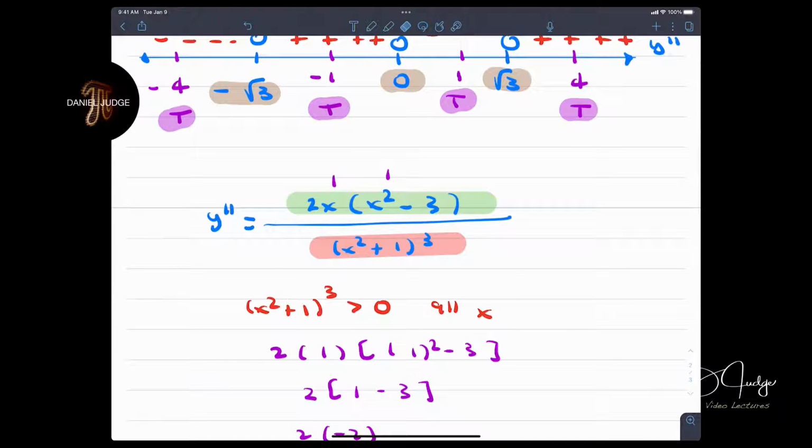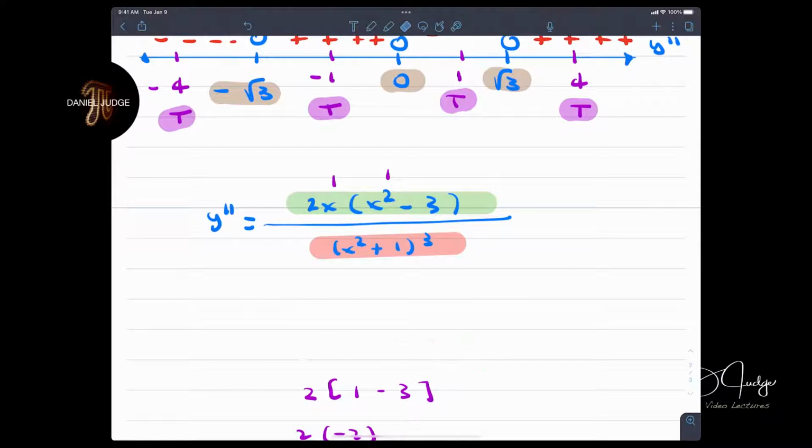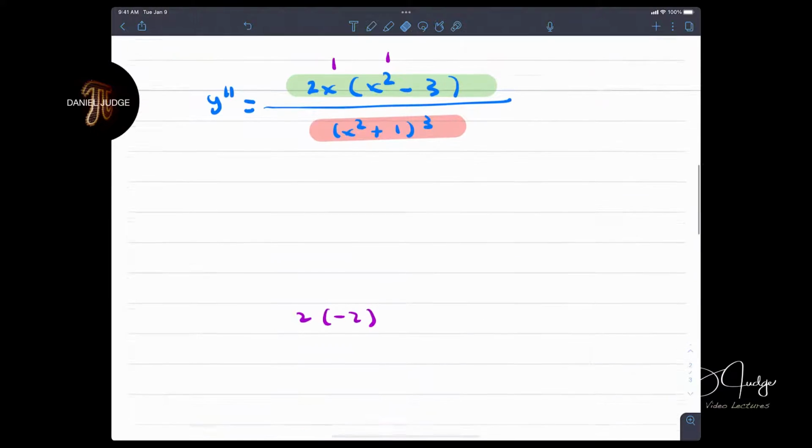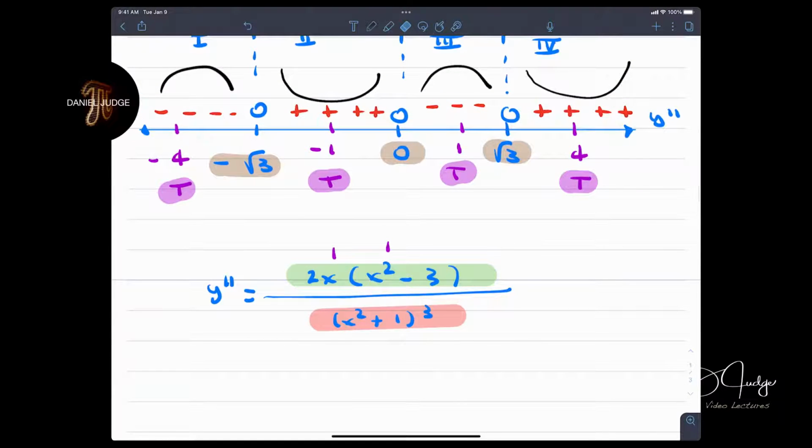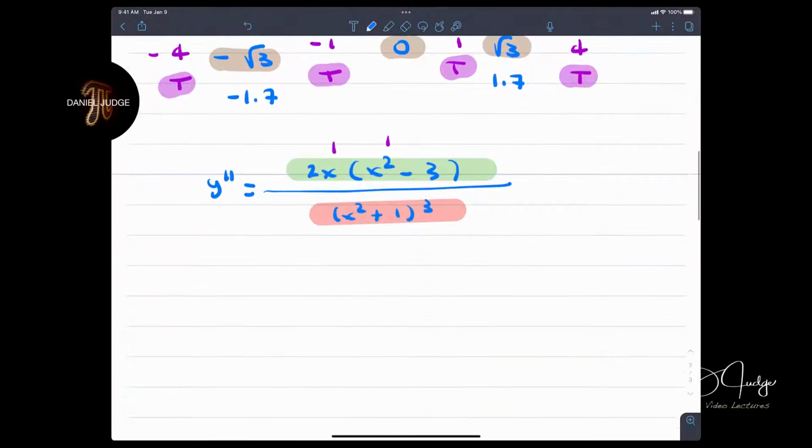All right, let's answer all of these things here. Let's summarize this. Square root of 3 is about 1.7, by the way, ladies and gentlemen, so you know. So negative 1.7 approximately, and positive 1.7 approximately.